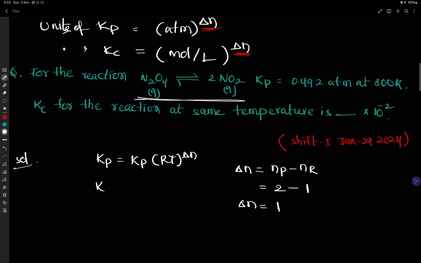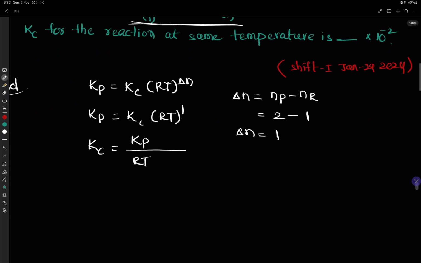So delta n is equal to 1. Therefore Kp is equal to Kc into RT power 1. That means Kp is equal to Kc into RT, and Kc you need to calculate. So Kc is equal to Kp by RT. RT power 1 means RT.